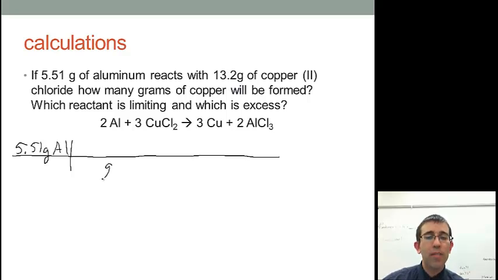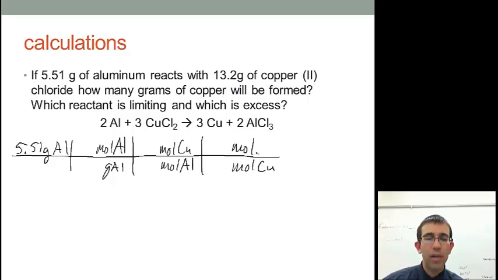So I want to cancel out grams of aluminum and go to moles of aluminum. I want to cancel out moles of aluminum, and we're going to copper, so moles of copper. And when I cancel out moles of copper, go to, oops, not moles, sorry, go to grams of copper. Alright, let's see our numbers.